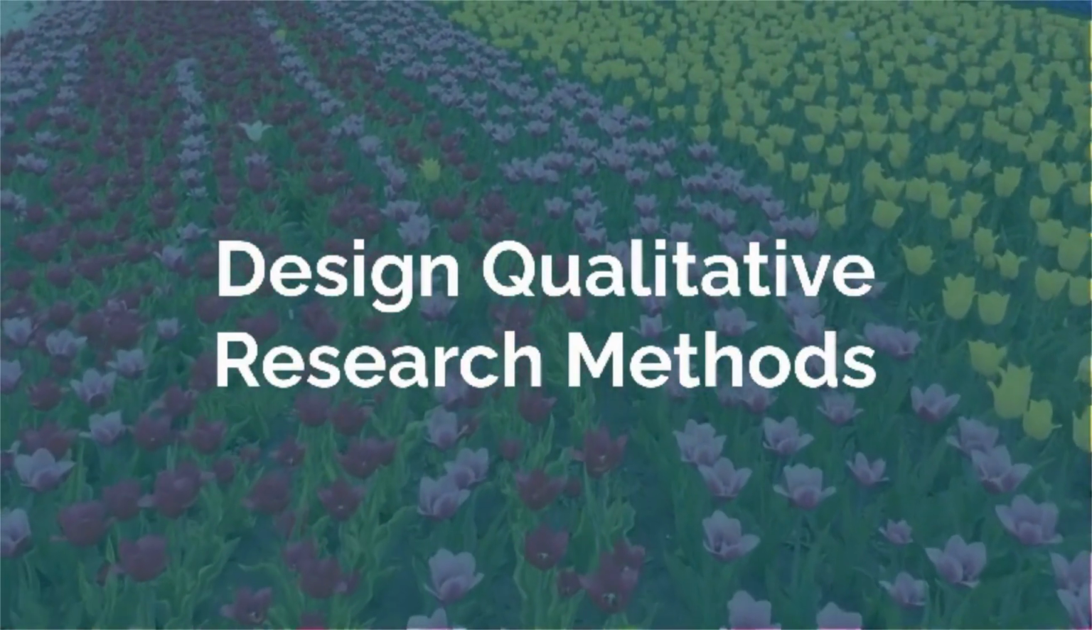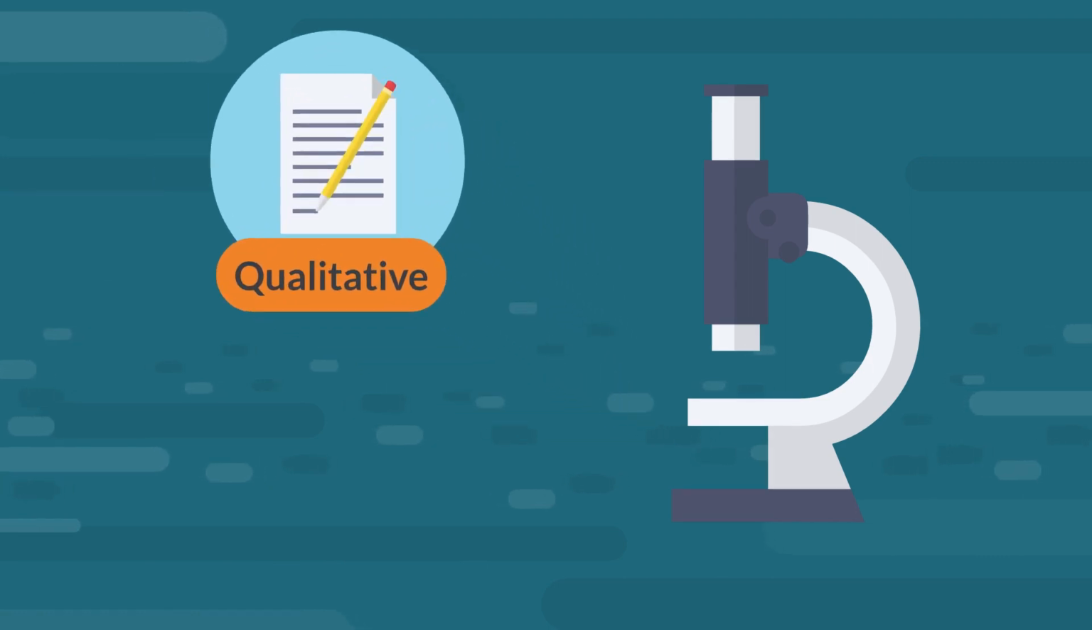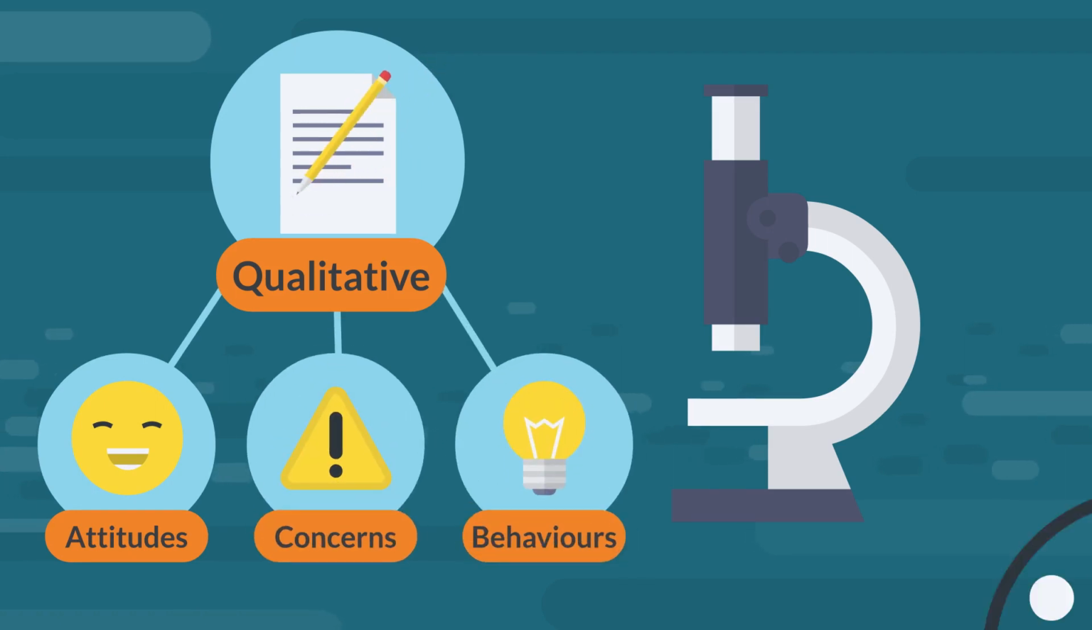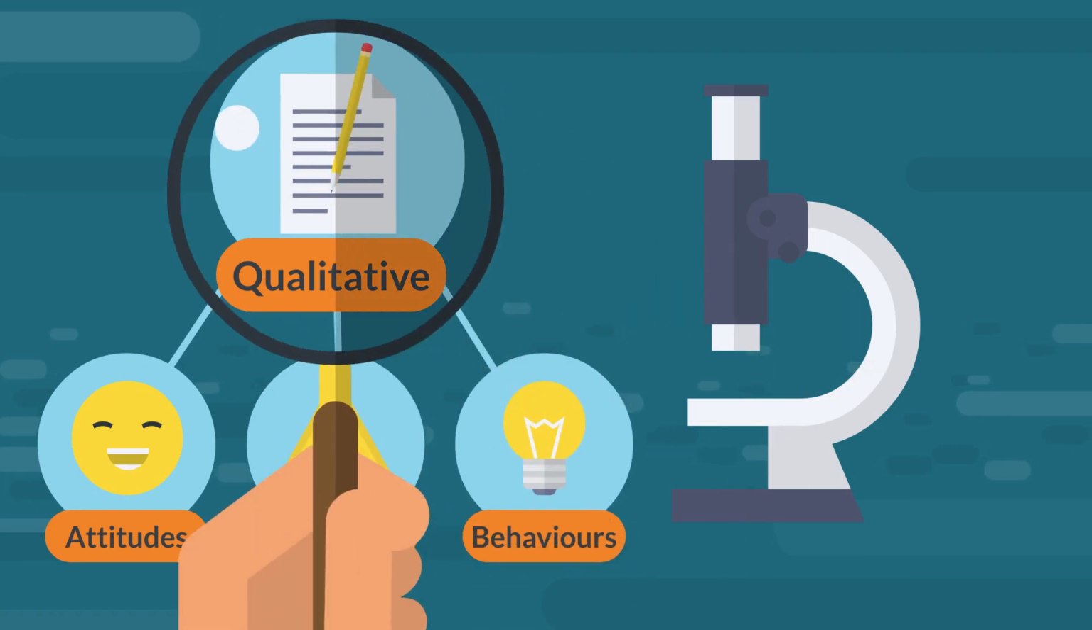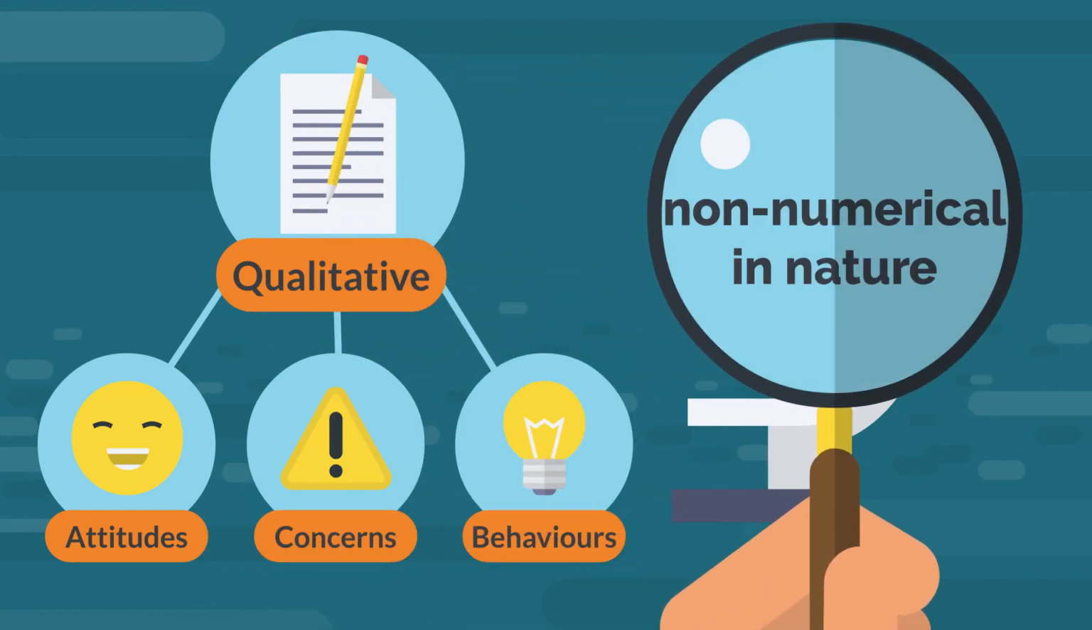Research involves assessing and interpreting both quantitative and qualitative data together, as this will better inform us so we can decide what to do. Qualitative data refers to attitudes, concerns, and behaviours. Qualitative data can be observed and recorded. This data type is non-numerical in nature.